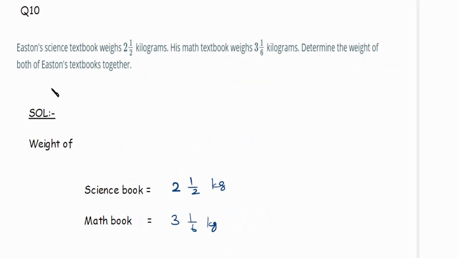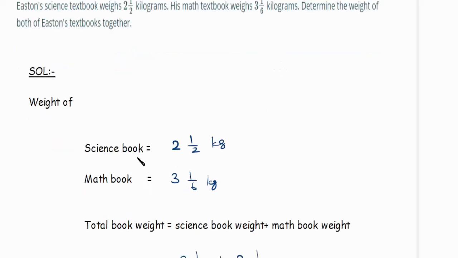Question number 10: Yesterday's science textbook's weight is 2.5 kilograms. His math textbook weighs 3 and 1 by 6 kilograms. Determine the weight of both of yesterday's textbooks together. To know the total weight, we have to add the weight of the science book and the weight of the maths book: 2.5 plus 3 and 1 by 6 kg.